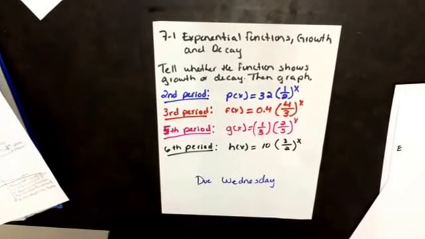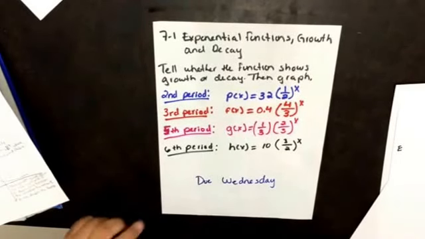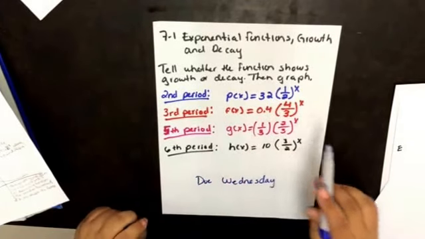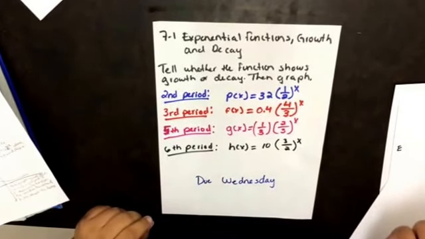7.1 exponential function growth and decay. So here I want you to tell whether the function shows growth or decay and then graph.